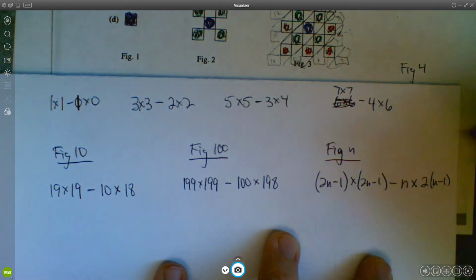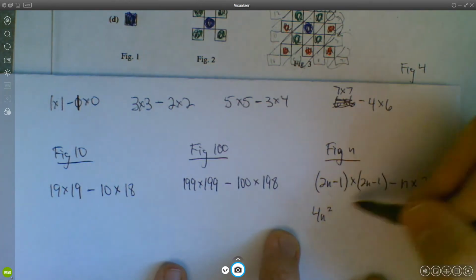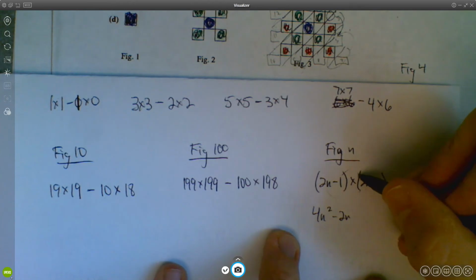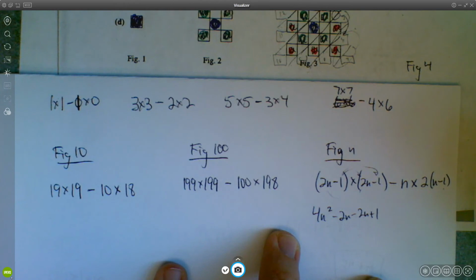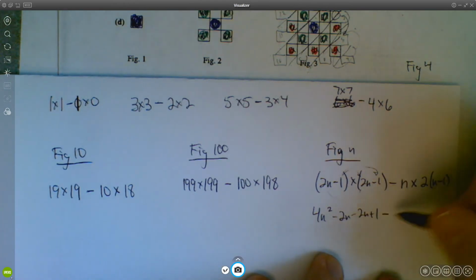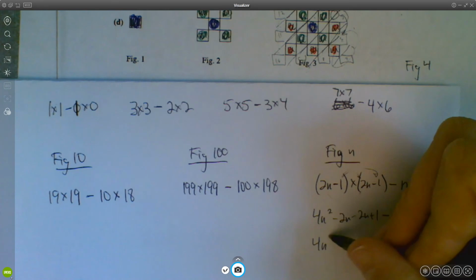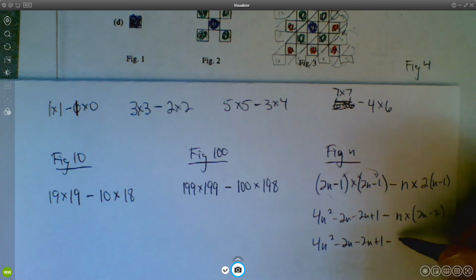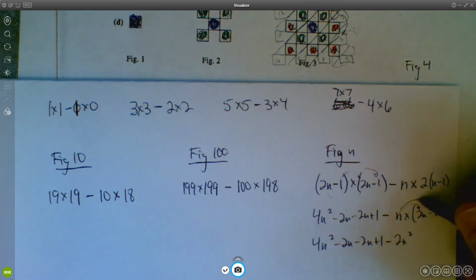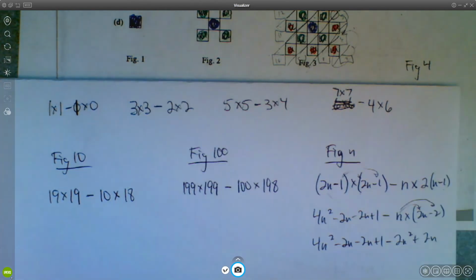We can simplify this and see if it works, right? We get 4n squared, I'm FOILing this, right? 4n squared minus 2n minus 2n plus 1 minus, okay, so I'm going to distribute the 2 first, 2n minus 2. So I've got 4n squared minus 2n plus 1, and then I've got minus 2n squared, distributing that in, so minus a negative 2, so that's plus 2n.